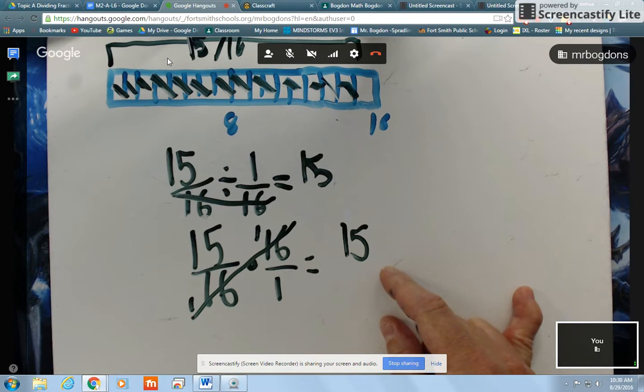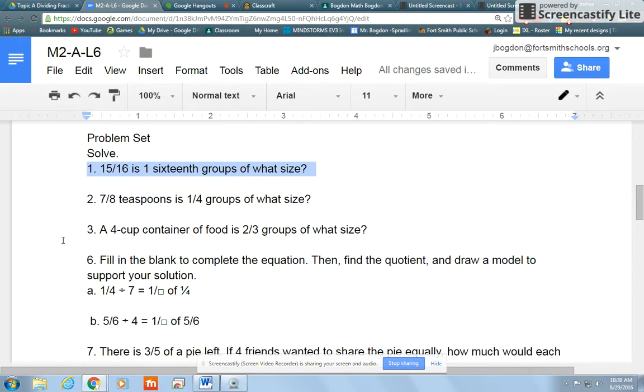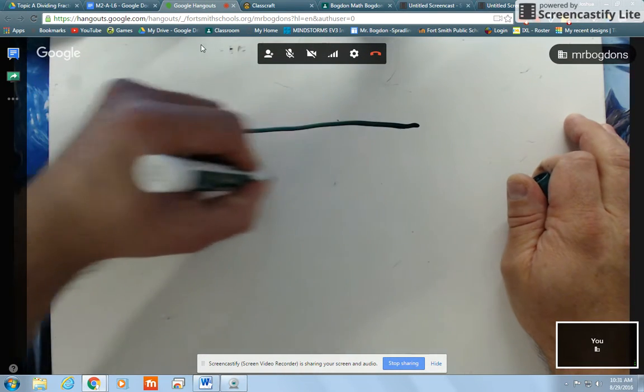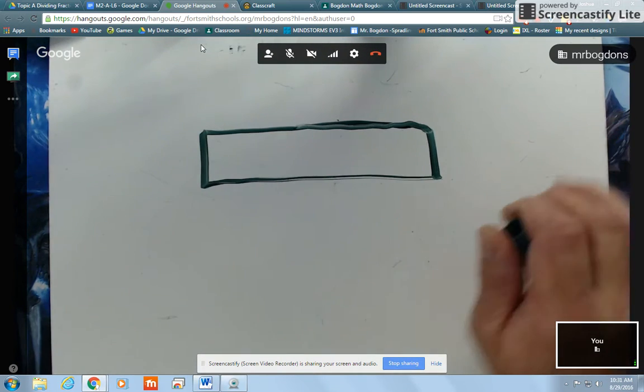Let's look at one more. I think we've got time for one more. I want us to look at number 3. It says a 4-cup container is 2/3 groups of what size? So what would I need to model first? Do I need to model 4 cups? Yeah. Because I don't have the full group. I only have 2/3 of the group. So yes, I do need to model the 4 cups, but what is my model going to look like?